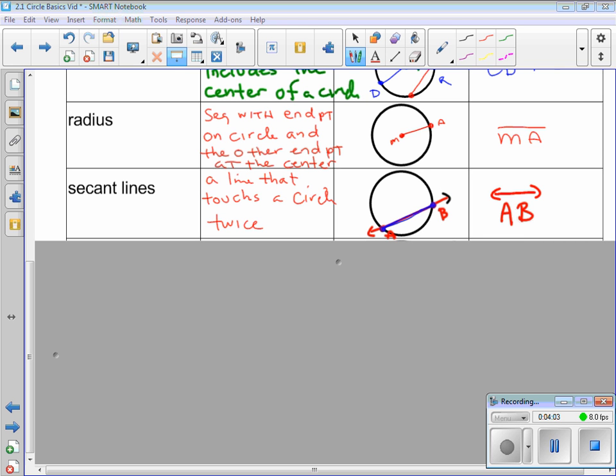And so when you're talking about secants, you'll make sure that you have those little arrows on the ends of those things, and that would make it a secant line going on.